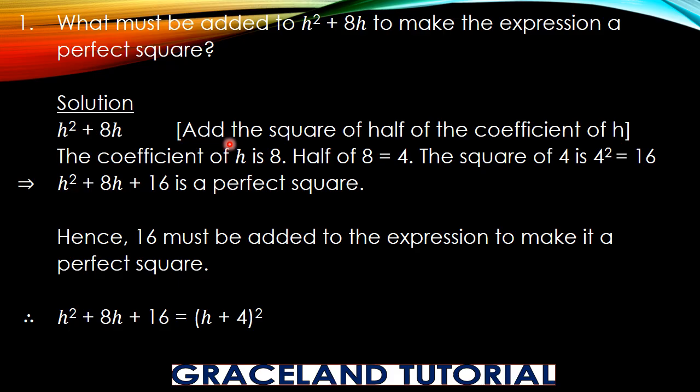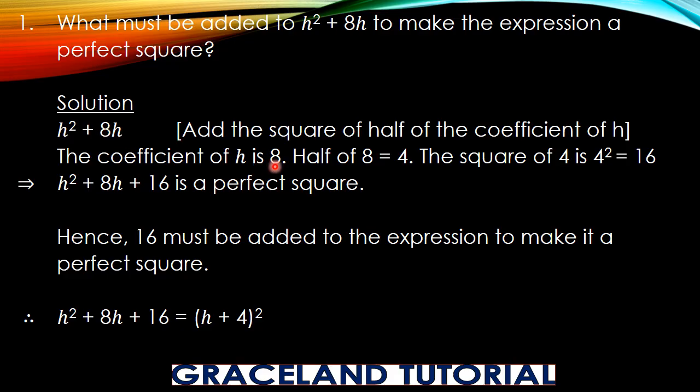You are going to add the square of half of the coefficient of h. Now, what is the coefficient of h? The coefficient of h is 8. Look at this. This is plus 8h. The coefficient of h here is 8.